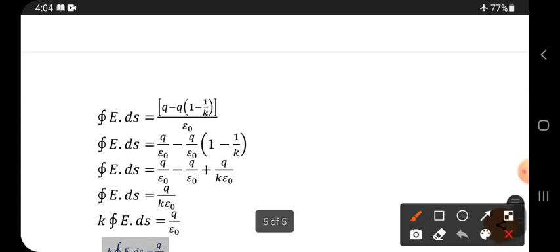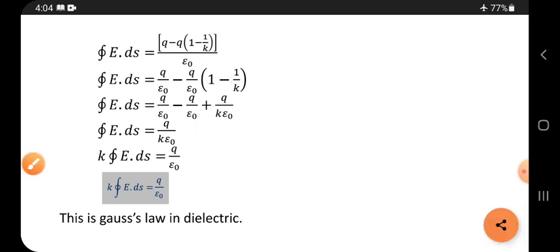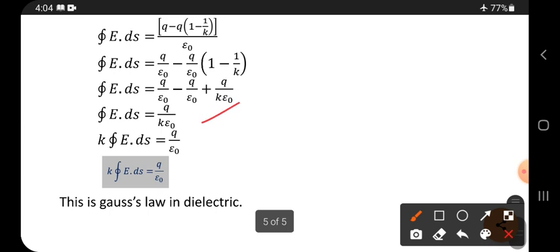So we can separate it: q by epsilon naught and this total by epsilon naught. Now we multiply this minus q by epsilon naught inside. It is a minus and a plus, so it becomes minus q by epsilon naught into 1, and minus minus becomes plus, so q by epsilon naught into 1 by K is q by K epsilon naught. Now the positive and negative terms easily get cancelled, so what remains is q by K epsilon naught.